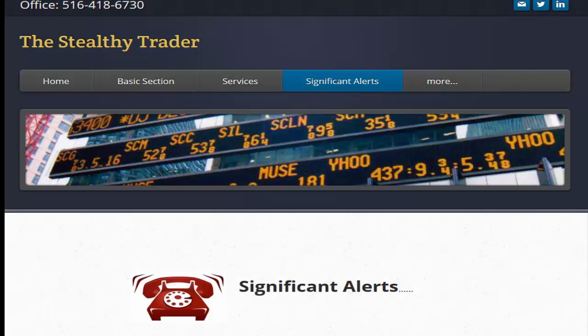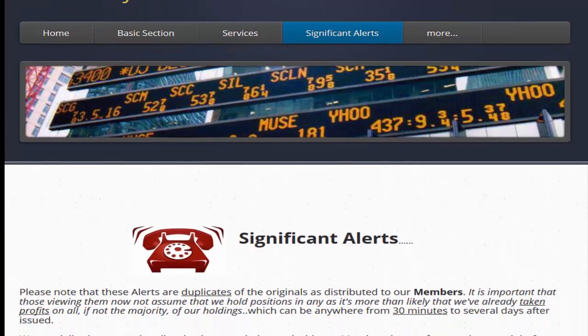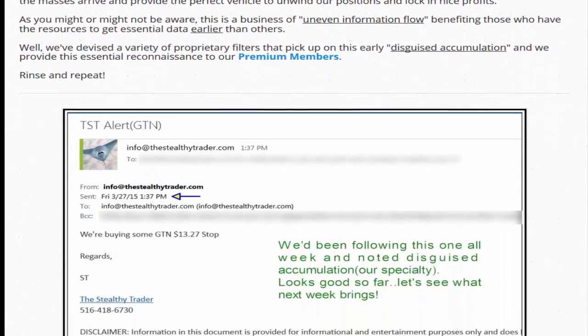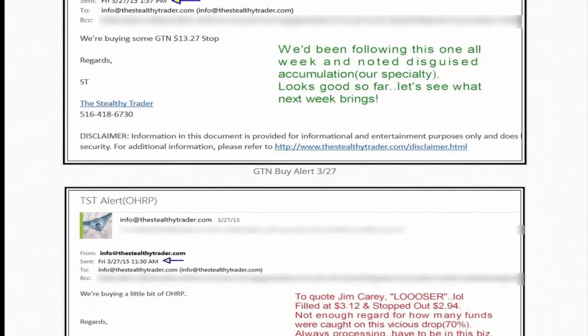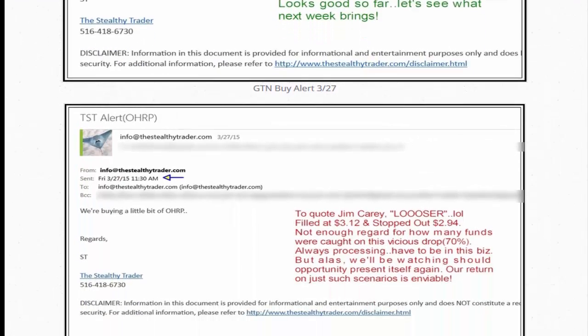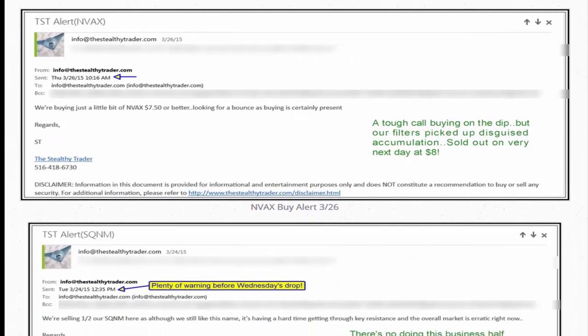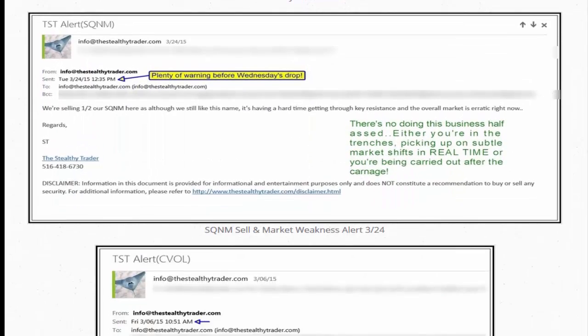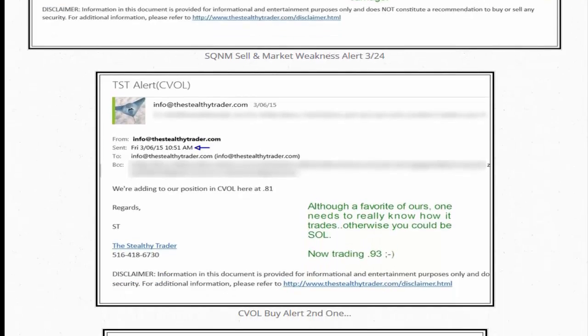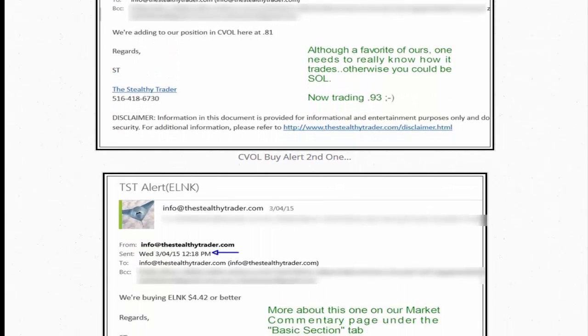It's chock full of examples of what our alerts look like, and some of the other entities that we've held and took profits in. Some of them in red we didn't take profits in, but we always have our stops. There's one on Novavax, there's Sequinem, CVOL, another one that we watch very carefully, EarthLink again, so we bought that also.